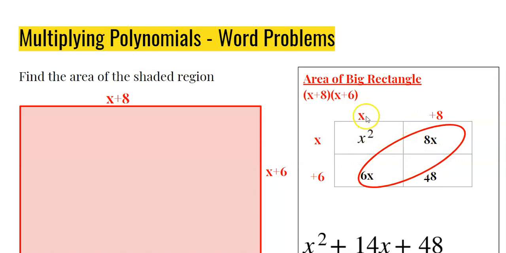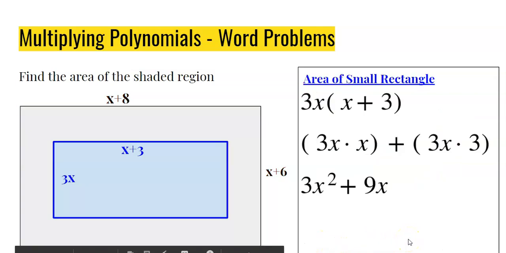So here we'll just fill it in. x times x is x squared, 8 times x is 8x, x times 6 is 6x, 8 times 6 is 48. My diagonals are always my like terms, but I can also tell they're like terms because they both have just x's. So I'll be left with x squared plus 14x plus 48. But that's just my big rectangle.